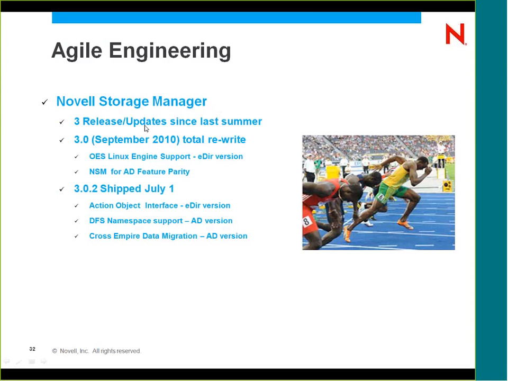So in September of last year, we shipped NSM 3.0. Now, the big feature for our Novell eDirectory customers was removing the NetWare dependency. So you no longer have to have NetWare. The engine would now run directly on an OES Linux server. And then our second goal for that release was to get feature parity for our Active Directory customers running and managing their Windows NTFS file systems.